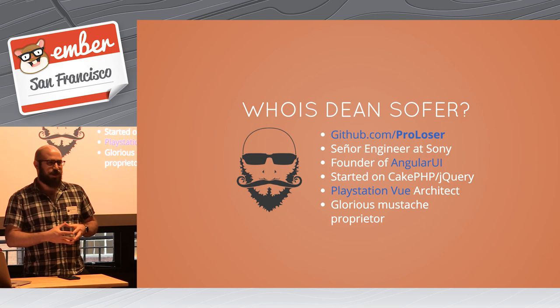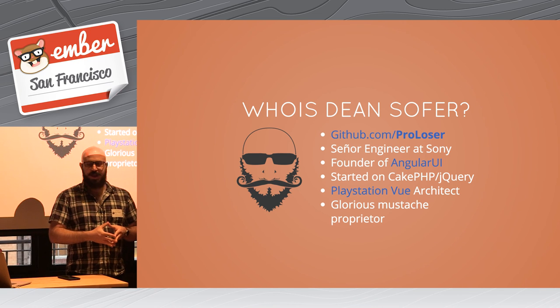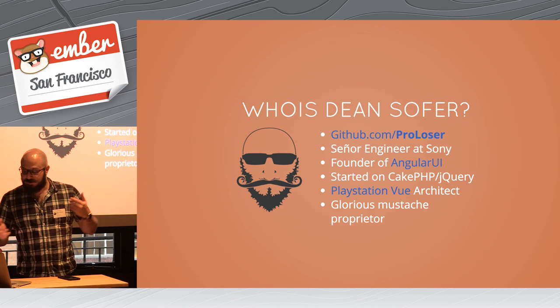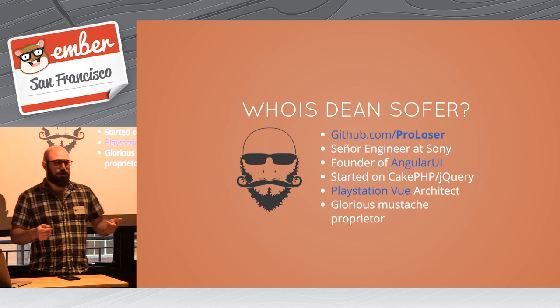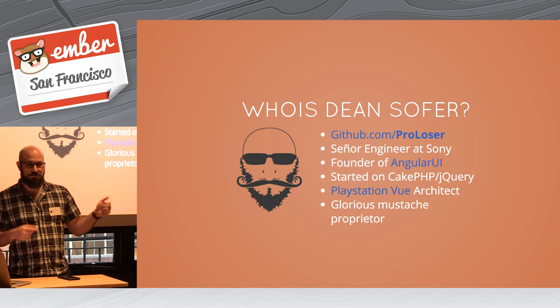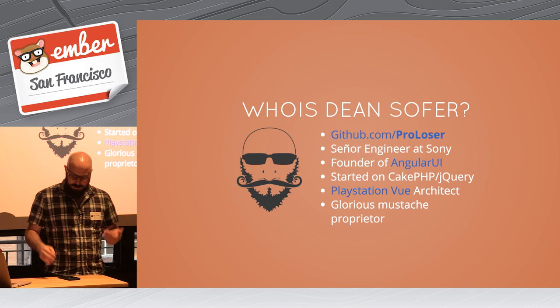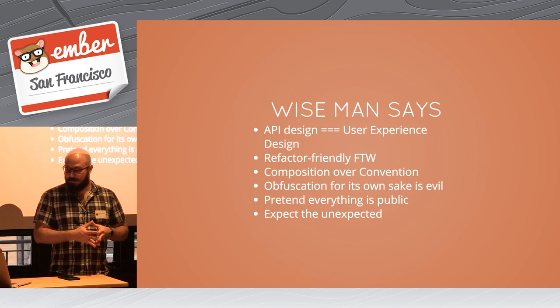And I learned a lot about open source organizations and library maintenance and how much I hate people with bugs who don't read documentation. I used to do CakePHP and jQuery when I really got into web development. And now I work at PlayStation, where we do Vue, which is a competitor to Angular. And I also maintain my mustache, which is something that should go on my professional profile for some reason.